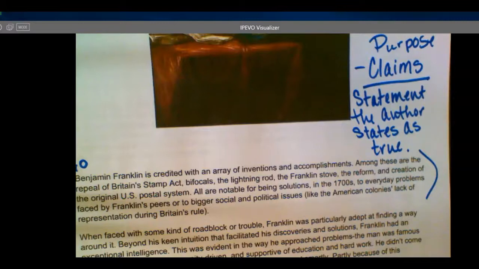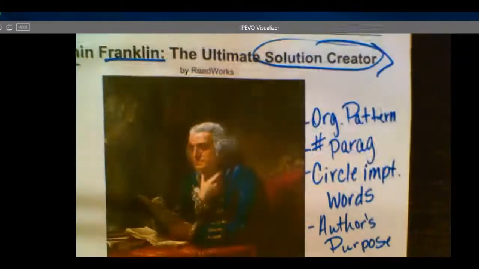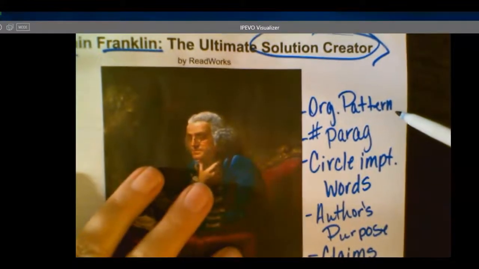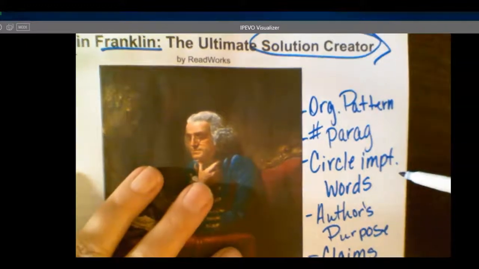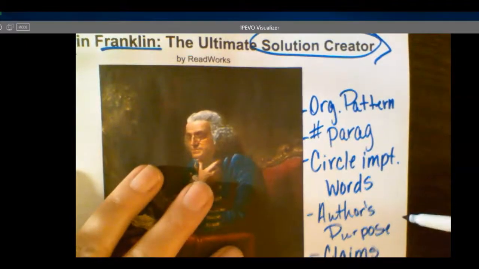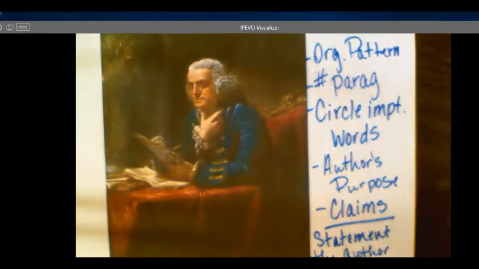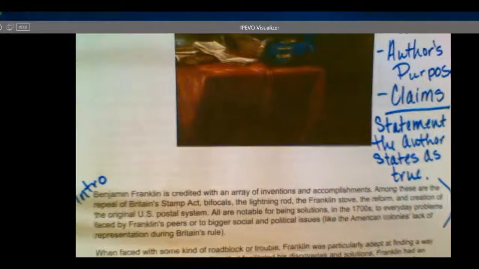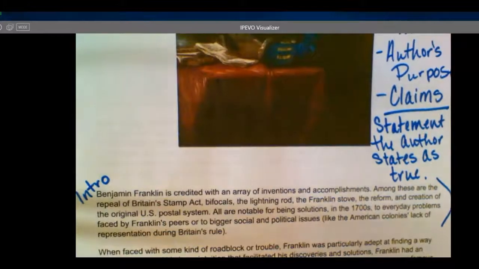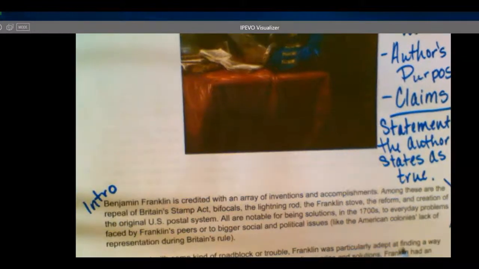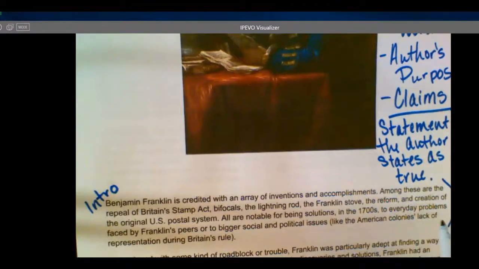I'll tell you, on a standardized test, you're going to have one summary question, but you're going to have several questions about how it's organized, vocabulary questions, author's purpose questions, and claims questions. So if all you do throughout the whole thing is summarize, you're really preparing yourself to answer one question. So how do we think? I'm already thinking from the introduction, can I tell how this might be organized?